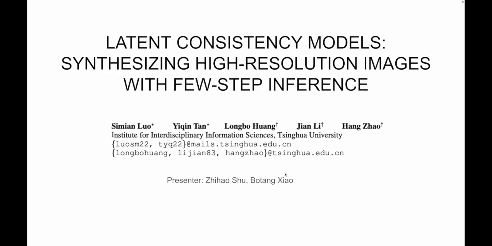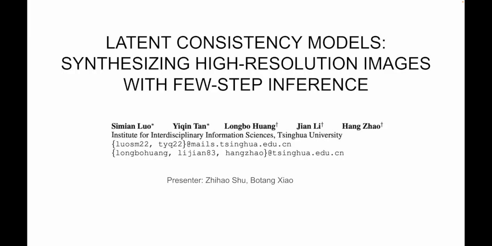So hi everyone, today we are going to introduce the paper Latent Consistency Models. The title is Synthesizing High-Resolution Images with Few-Step Inference. The main author is from Tsinghua University, and also is Simian.